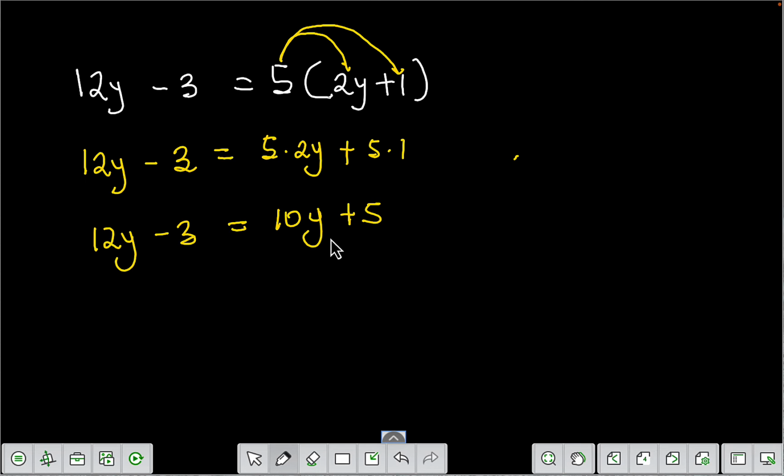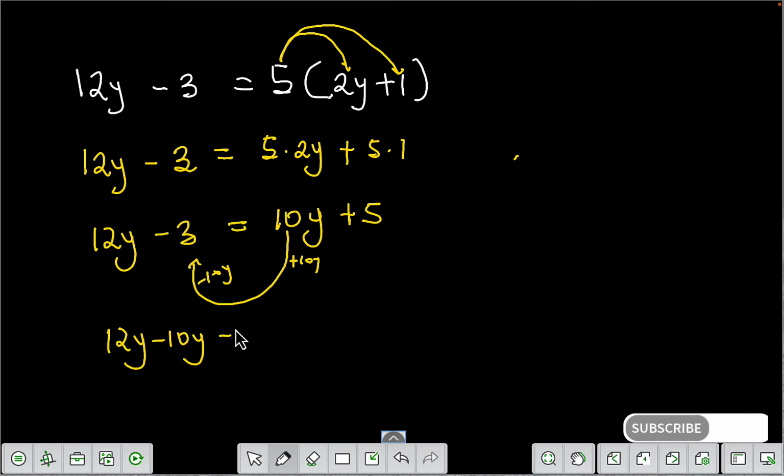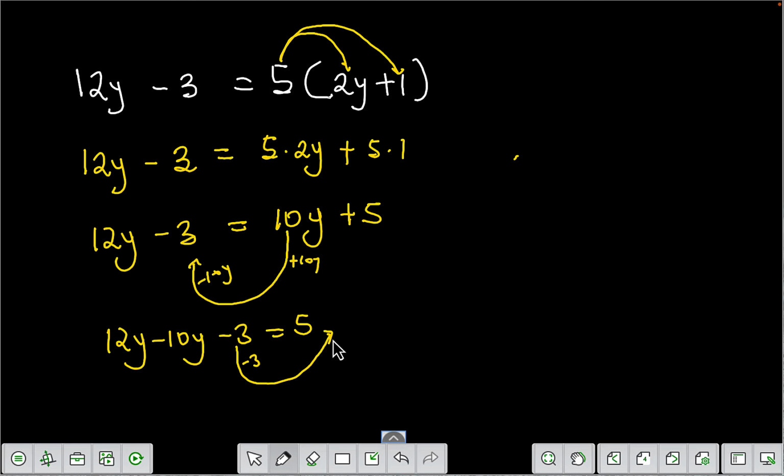Now we can use the property of equalities, or we can transpose, right? We can transpose 10y from here to the left side of equality. It is positive 10y here. It will become negative 10y there, right? That will give me 12y minus 10y minus 3 equals 5. Then we can transpose this one also from being negative 3 to positive 3, and that will give me 12y minus 10y, which is 2y, and that is equal to 8.